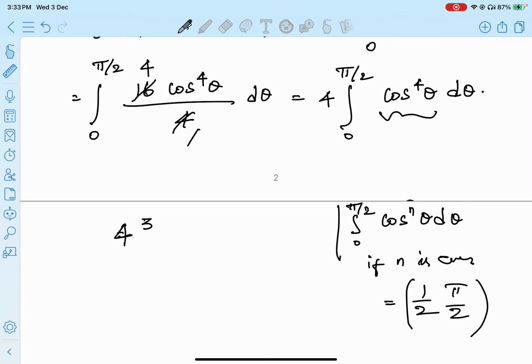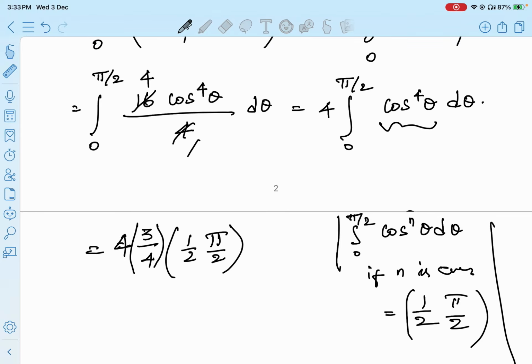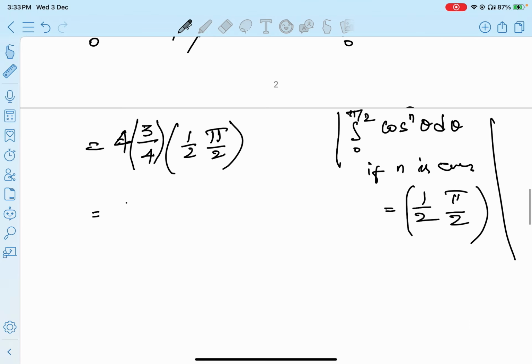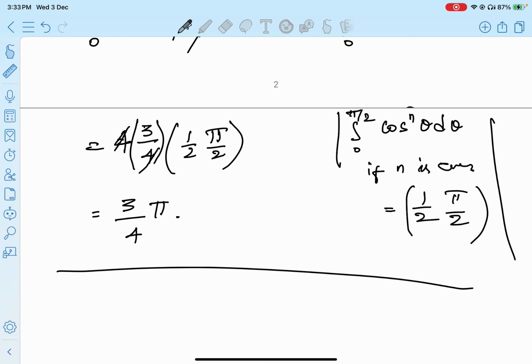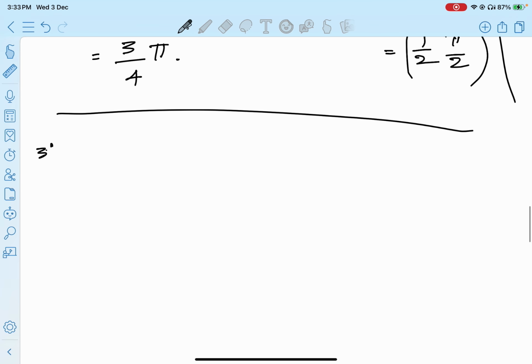So here we have the 4 into this 3 by 4. Integrating cos power 4 theta from 0 to pi by 2 will become 3 by 4 into 1 by 2 into pi by 2. That was replaced, so we have 3 by 4. This 4 will get cancelled. Pi by, that's all. So 3 pi by 4. So this problem is over.